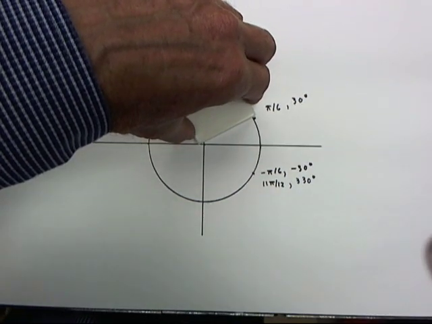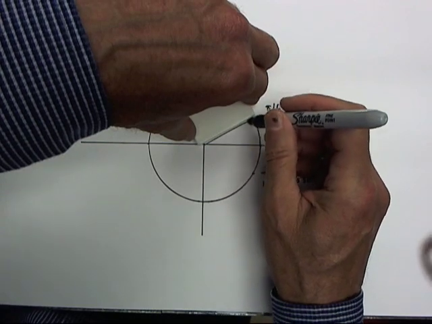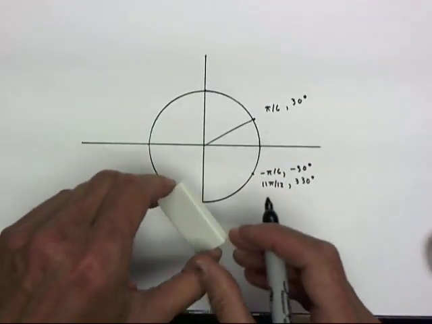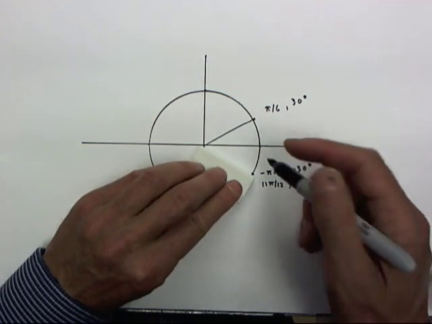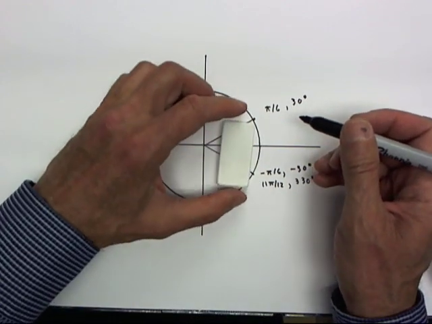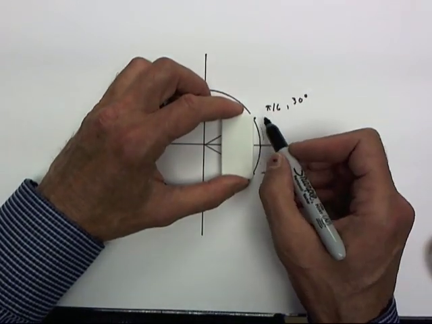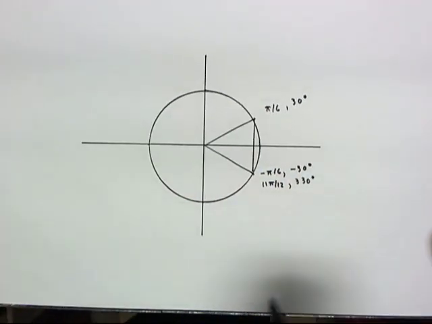Okay, now I'm going to construct a triangle. I'm going to go from the origin out to the pi over 6 position, and then from the origin to the negative pi over 6 position, and from the pi over 6 position straight down to the negative pi over 6 position.